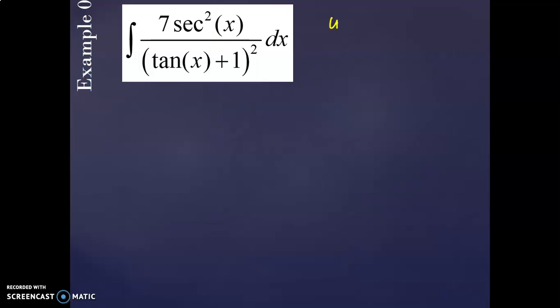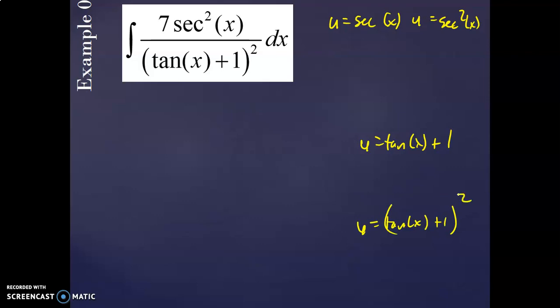So I don't know if I'm going to do u as secant, or u as secant squared, or u as tangent of x plus 1, or u as tangent of x plus 1 squared. It's not always obvious what to use as your u. So write out a couple different options and then figure out what du is for each one. If I started with secant, then I'd need secant tangent. So I have a secant, but it's secant divided by tangent and it's tangent squared. So that's not going to work.